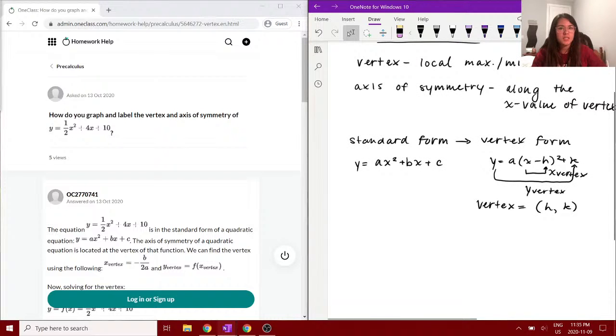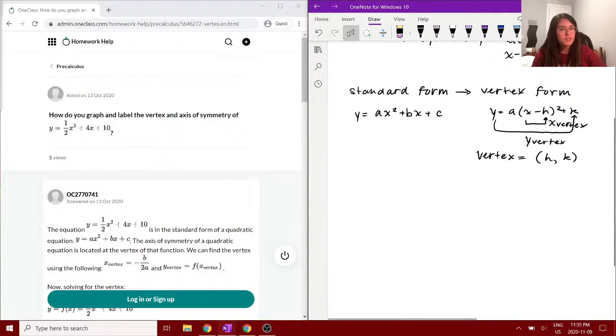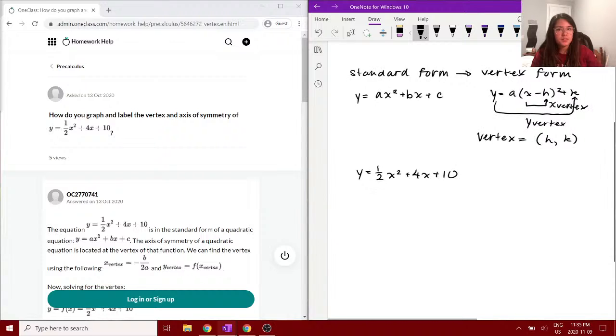Okay, so that's what the h and the k tell you in the vertex form of the equation. So what we're going to do in order to change our original equation into the vertex form is complete the square. All right, so let's write down the given equation again. Plus 4x plus 10. And like I said, we're going to complete the square. Okay, so first I'm going to start by taking out the 1/2 from the first two terms.